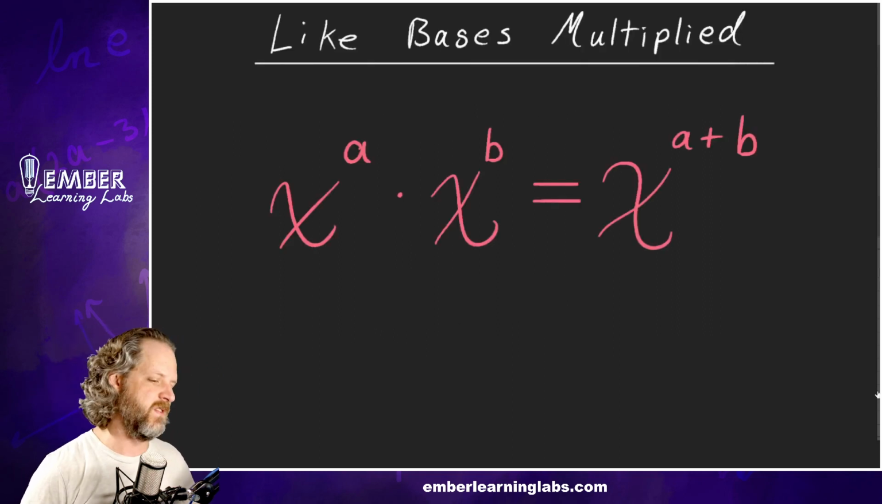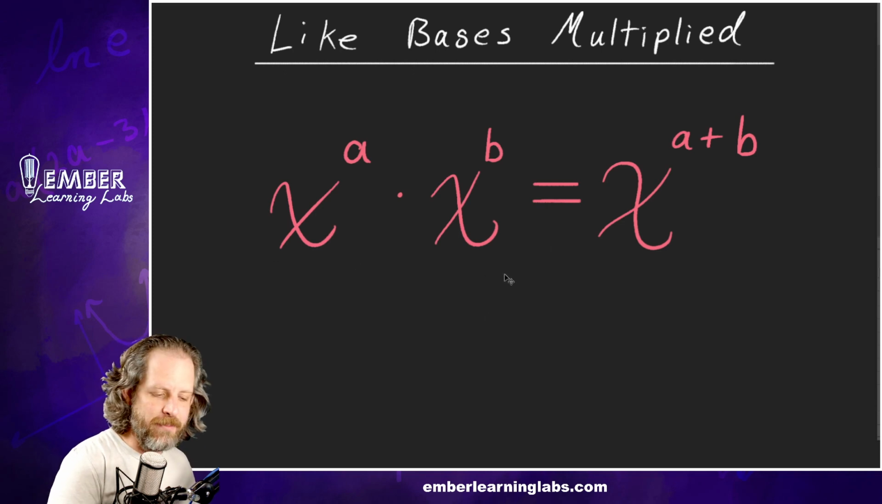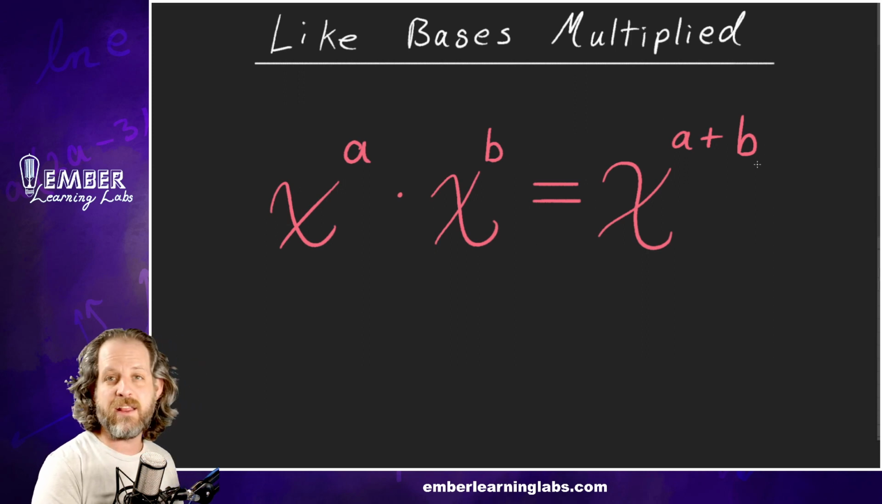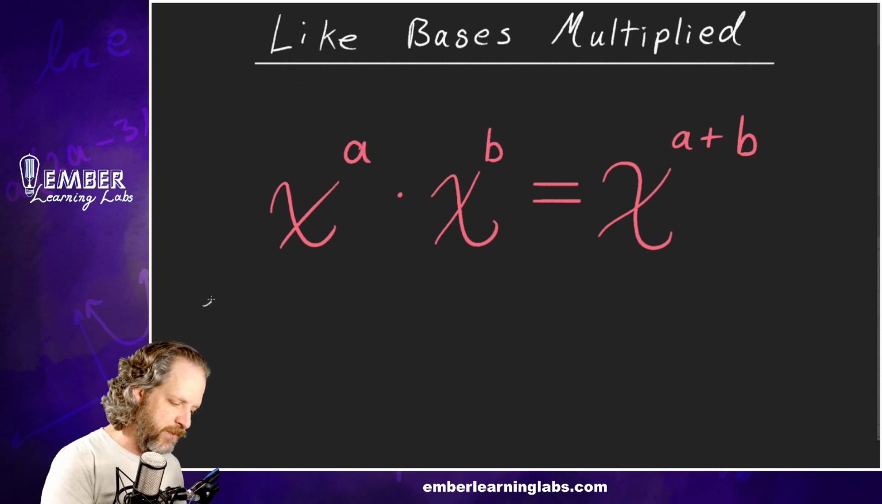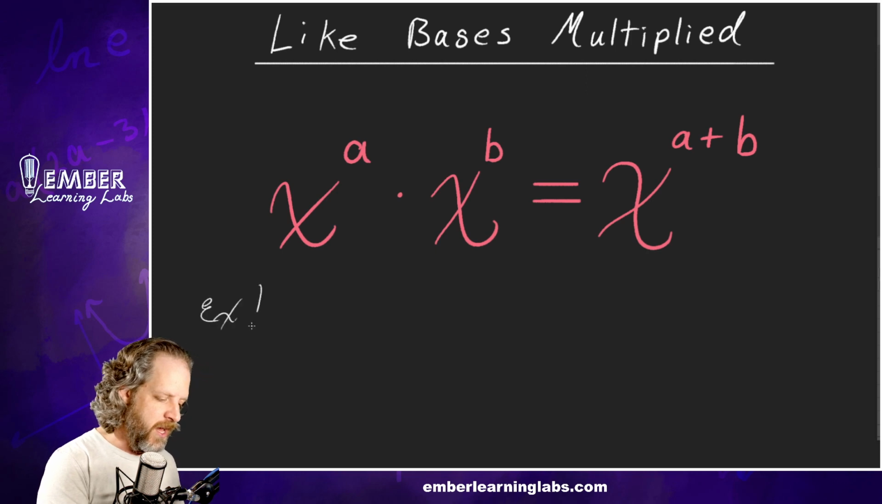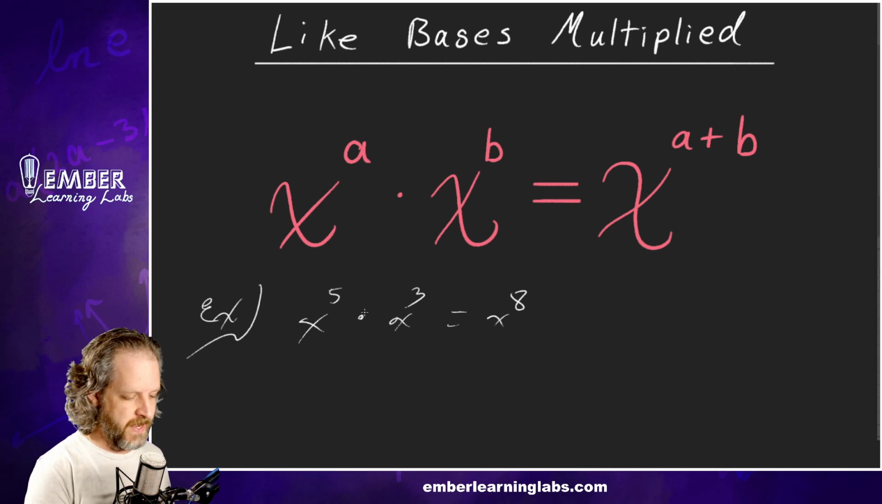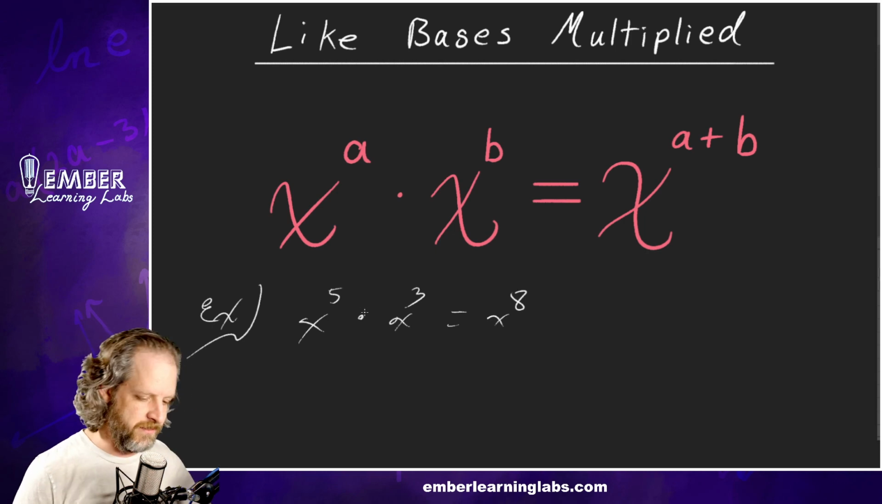Stuff like this. If we have like bases multiplied, so like x to the a times x to the b, what do we do with that? Well, we add those exponents. So, for example, if we have x to the 5 times x to the 3, that would equal x to the 8, right? Because 5 plus 3 is 8. You got it? Good. Great.